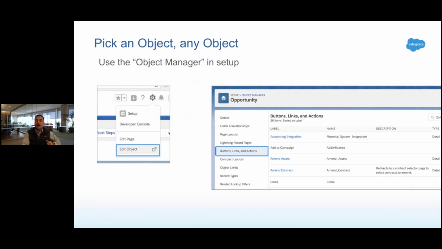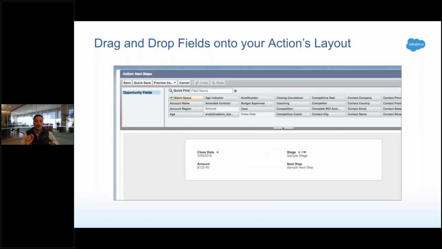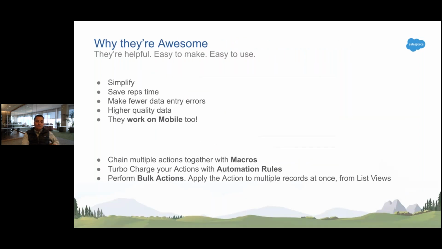For example, you go to an opportunity, you go to the actions section, you can create a new one. And let's say in this case, I'm going to create an update action. It's going to update the opportunity. And you can put the fields you care about exactly on there. So when I say update next steps, you're going to see the close date, the sales stage, the dollar amount, and the next step field. That's what I mean when you should do it. And then you put that on the page, and that's it.